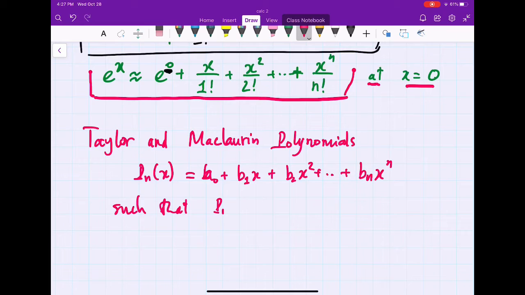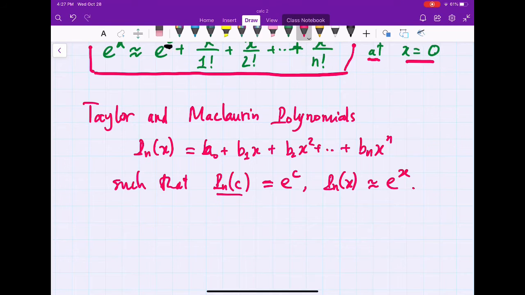Such that pn(c) is equal to e to the c. And of course, pn(x) is approximately equal to e to the x. So that is our purpose. Look at this. So what happens if you plug c into this polynomial? That means you have c in here, c squared in here, and c to the n in here. So it is very complicated, right? That's not very pleasant. So based on this observation, I just want to have only one term when I plug c into this polynomial. So that is, I just want e to the c. So I want exactly e to the c is equal to b0 in here.